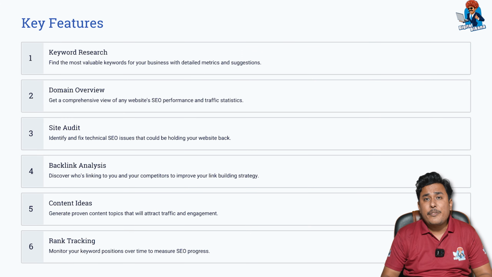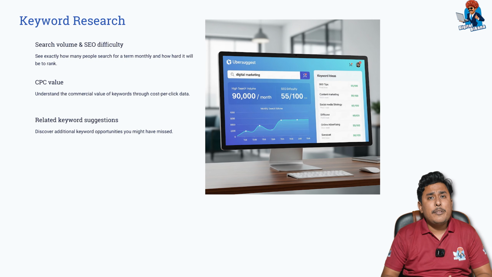Ubersuggest offers multiple features including keyword research, domain overview, site audit, backlink analysis, content ideas, and rank tracking. These help you create a better strategy and monitor your performance. The keyword research tool helps you discover keyword search volume, SEO difficulty, CPC value and related keywords. It even shows content ideas based on those keywords.